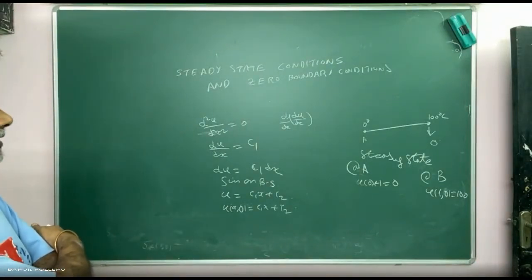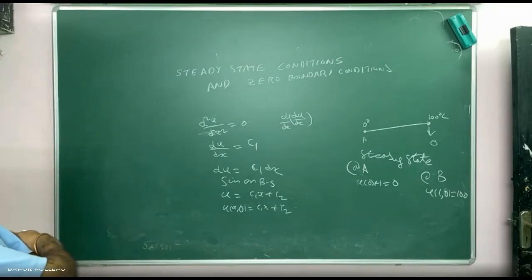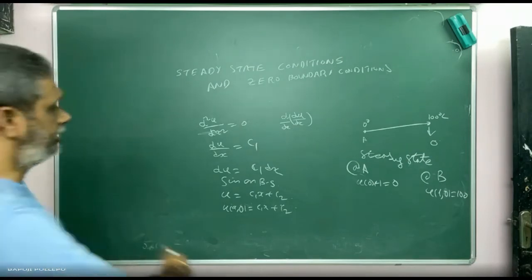d square u by dx square: if you integrate 2 times with respect to x, you get du is equal to C1 dx. Second time integrating on both sides, u is equal to C1x plus C2. Then u of x is equal to C1x plus C2, and that is the steady state solution.